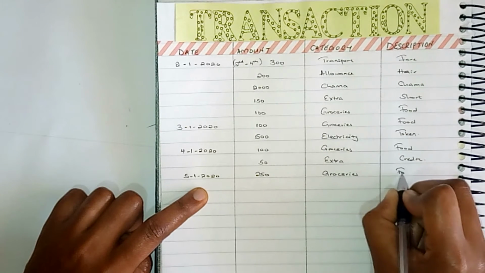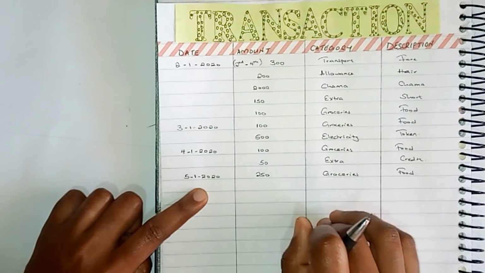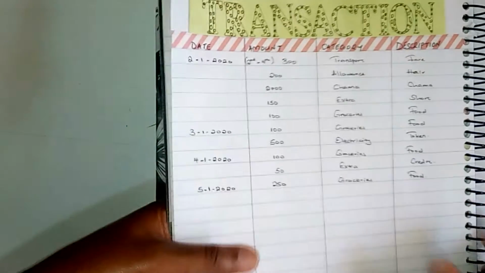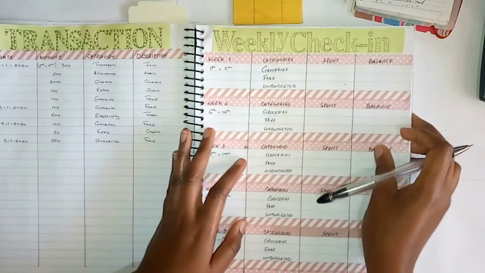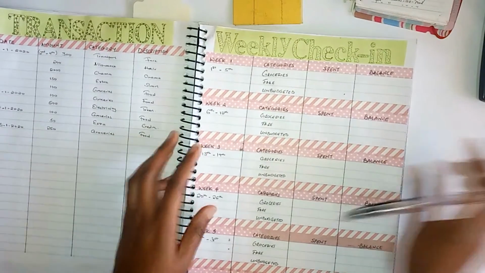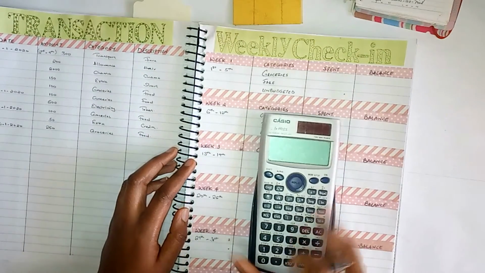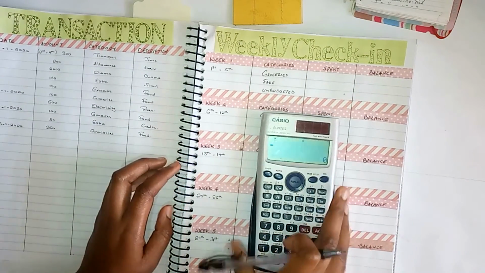That was for food. So before we continue to the second week, it is important for me to finish up on my weekly here. So we'll go ahead and do the total amount I used for groceries.